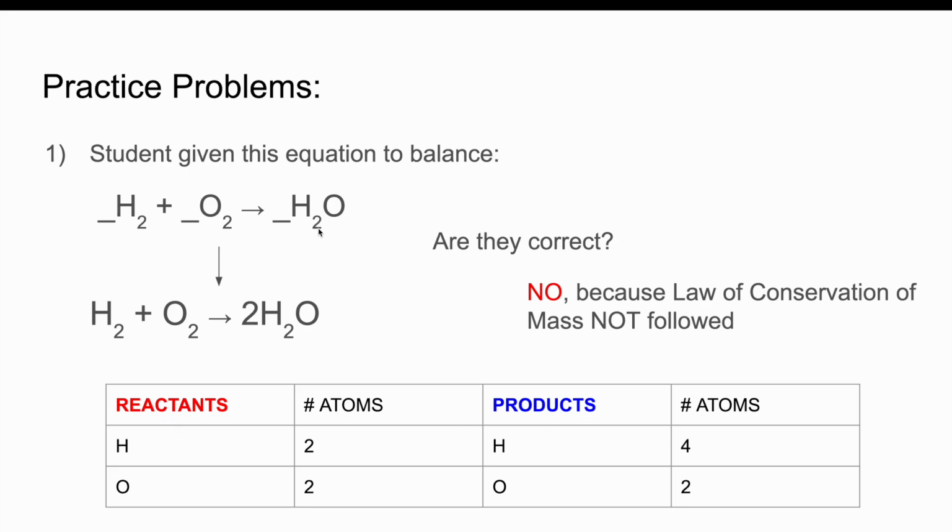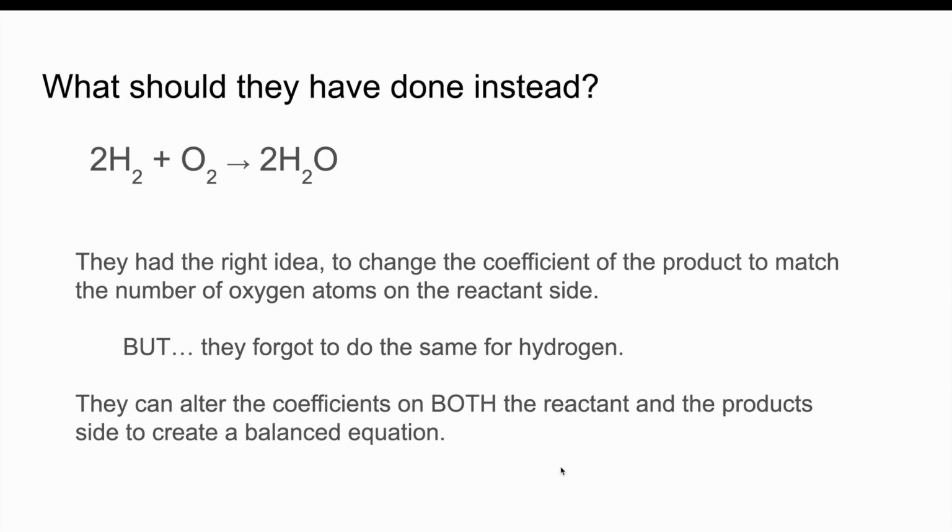Because here you can see in the reactants you have 2 hydrogen, but on the product side you have 4 hydrogen. And since matter cannot be created, that would not be possible. So what they would need to do instead is balance both the hydrogen and the oxygen. So they had the right idea, which is they changed the coefficient of the product.